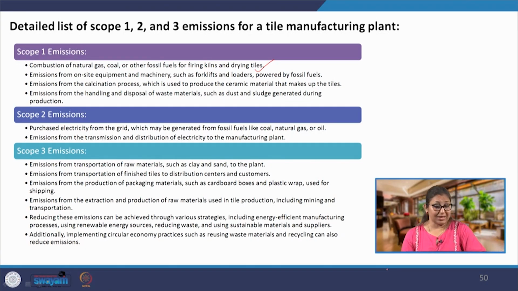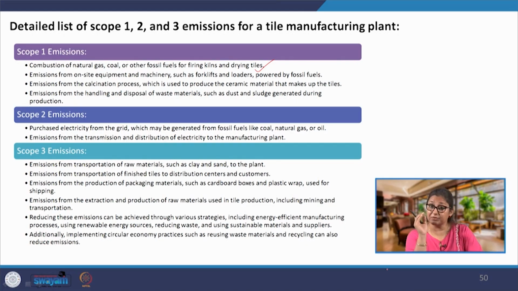Then there is extraction and production of raw material, if it is not happening on the site itself. A lot of times, for example, for a tile manufacturing plant, the raw material will be coming from outside, from some distant place. So, transportation of that is already included, and its extraction at that place will also be counted in the scope 3 indirect emissions.